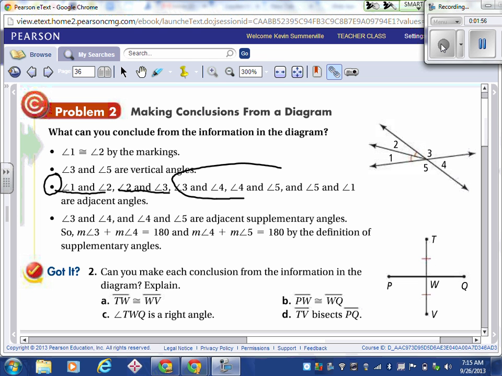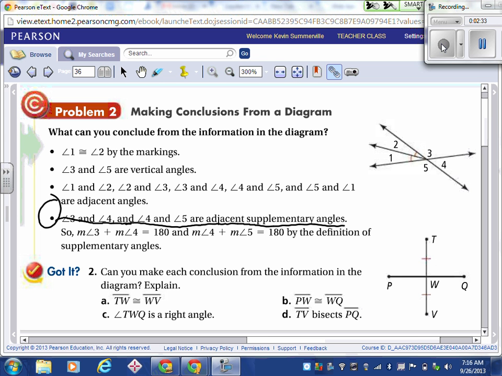And we can look at all these other angles with this picture over here. Angle 3 and angle 4 share a common side, which makes them adjacent. If we take a look at this bullet point, angle 3, angle 4 and angle 5 are adjacent supplementary angles.